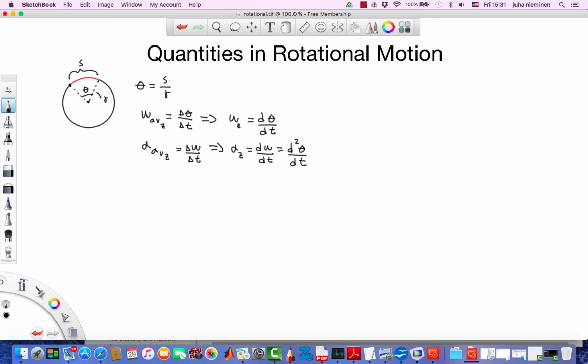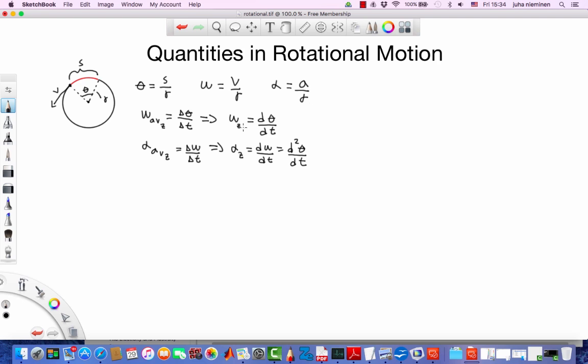In addition to saying that theta is s divided by r, we can say that the angular velocity can be related to the linear velocity in the same way. So for example, at this point here, it has some tangential velocity v, then the angular velocity is v divided by r. And the angular acceleration would be the linear acceleration, if it had any, divided by r.